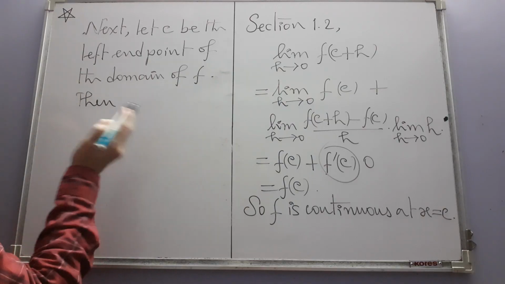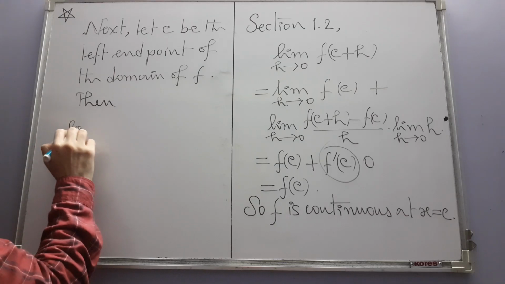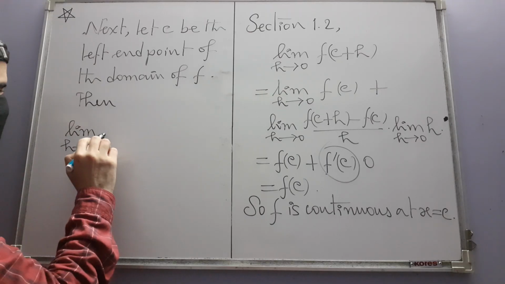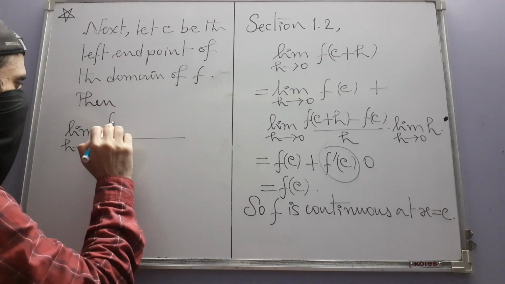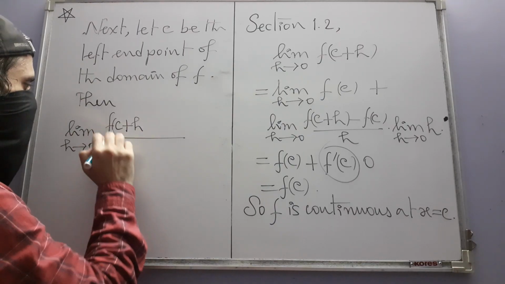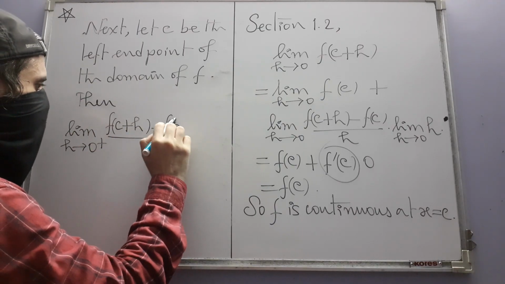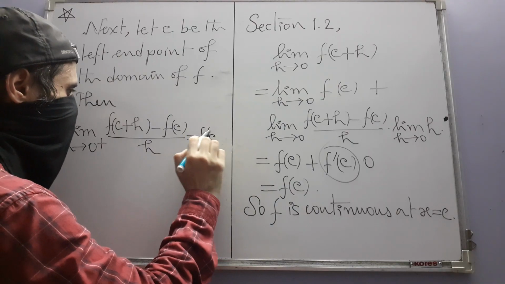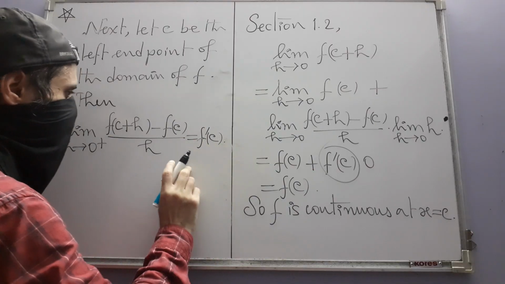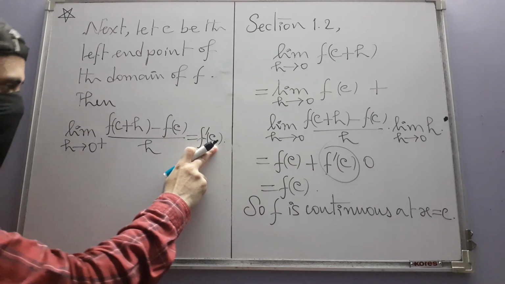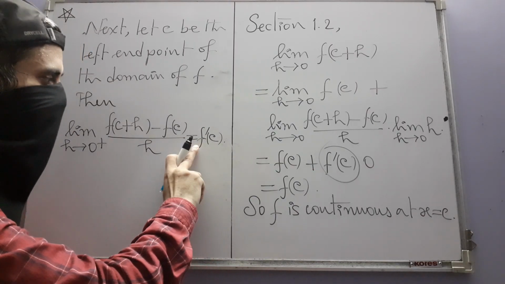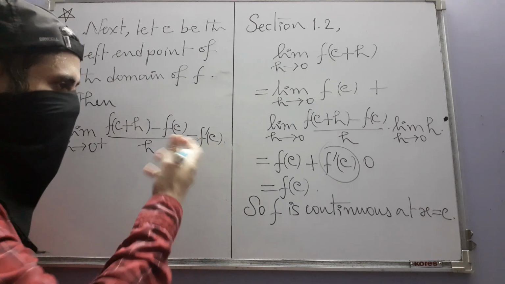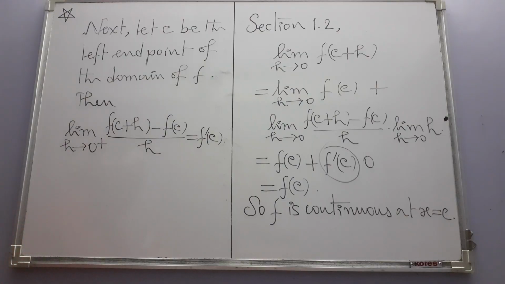First of all, we write the derivative. The limit as h tends to 0 plus of f of c plus h minus f of c divided by h is f prime of c. Depending on the type of c, we do not, however, have a different notation for this. We also write this as f prime c.